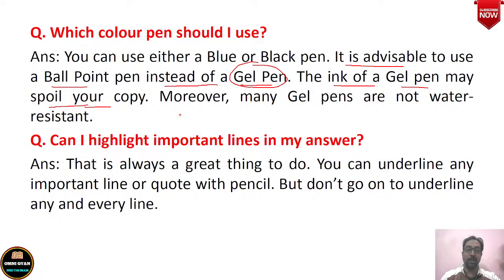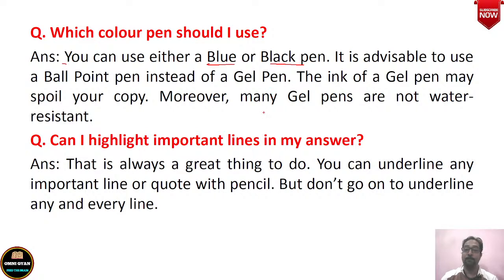If the papers are not of very good quality, you write on one side and on the back side you will see that the copy gets spoiled, okay? Moreover, many gel pens are not water resistant, not waterproof. Your notes might get destroyed that way. So it is better if you use a ballpoint pen, either blue or black, okay?